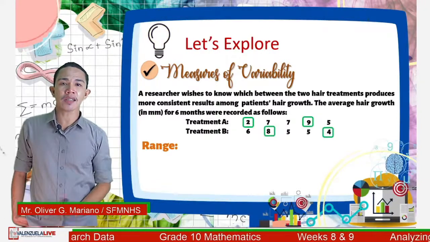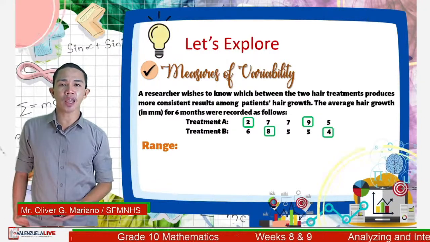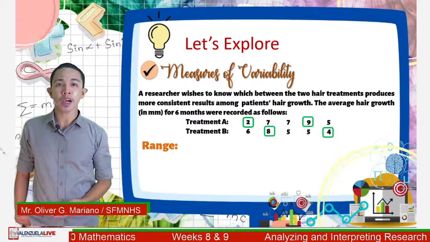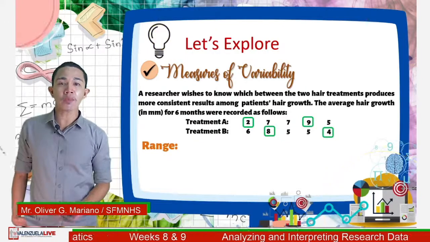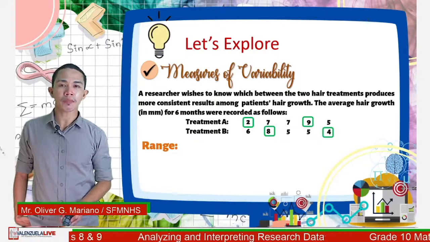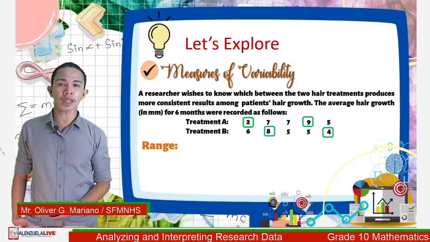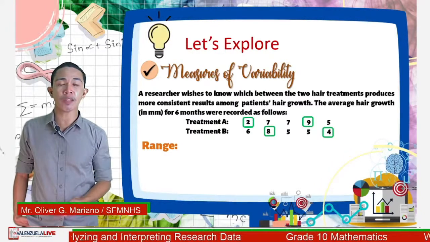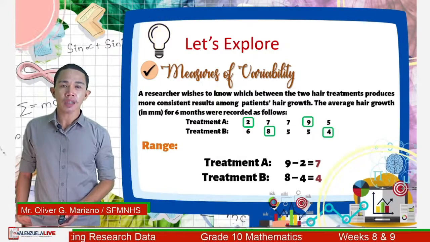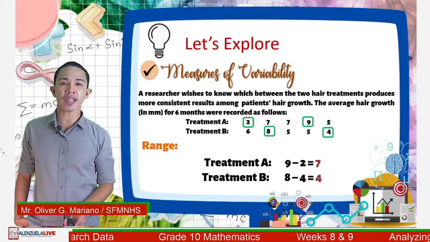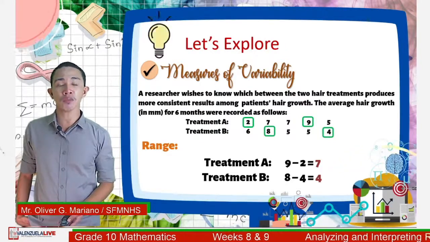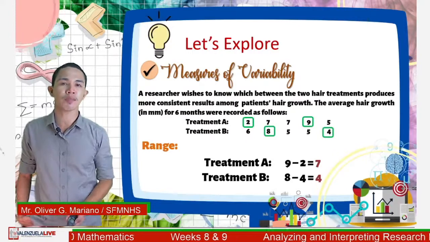The highest and the lowest values in treatment A are 9 and 2 respectively, while for treatment B, we have 8 and 4 respectively. Since the range is simply the difference between the highest and the lowest values, therefore, for treatment A, we have 9 minus 2 is equal to 7 as the range. And for treatment B, we have 8 minus 4 is equal to 4 as our range.